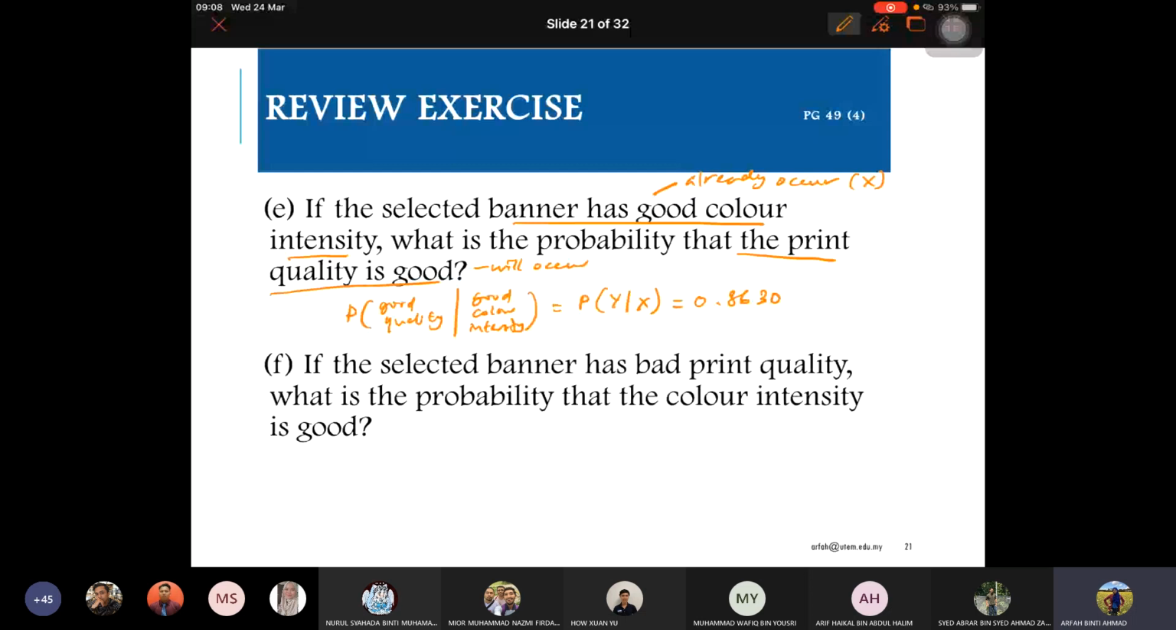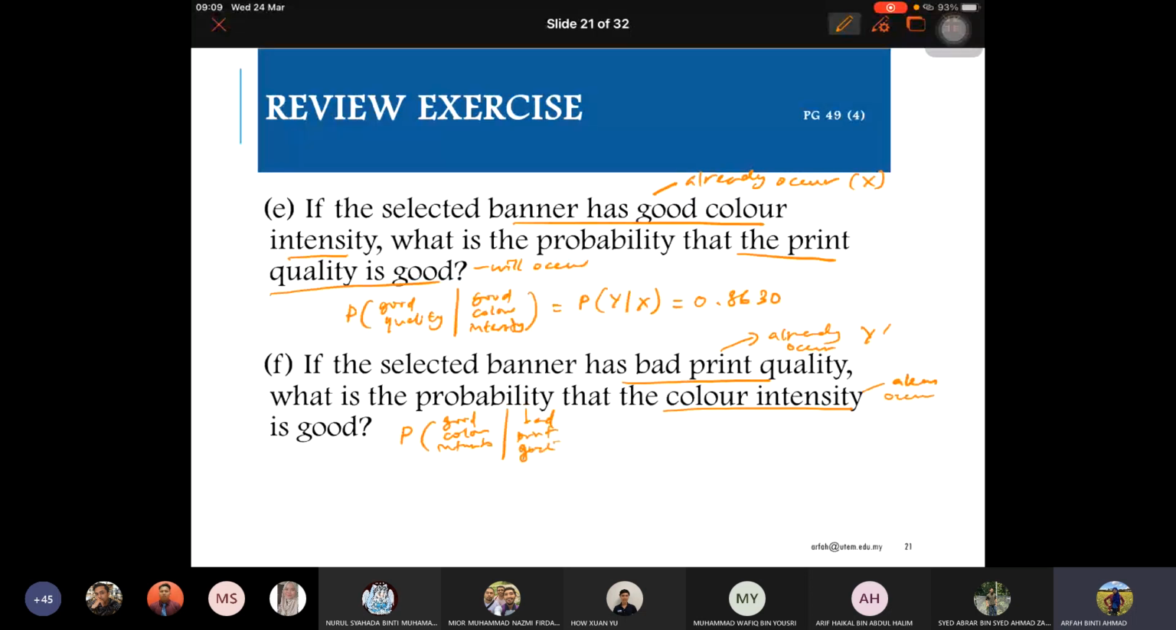Good. So bad print quality, this one is already occur and this is event Y prime. And this is a good color intensity, ini yang akan. So the notation is probability of color intensity given that it already has a bad print quality. That is probability of X given Y prime.